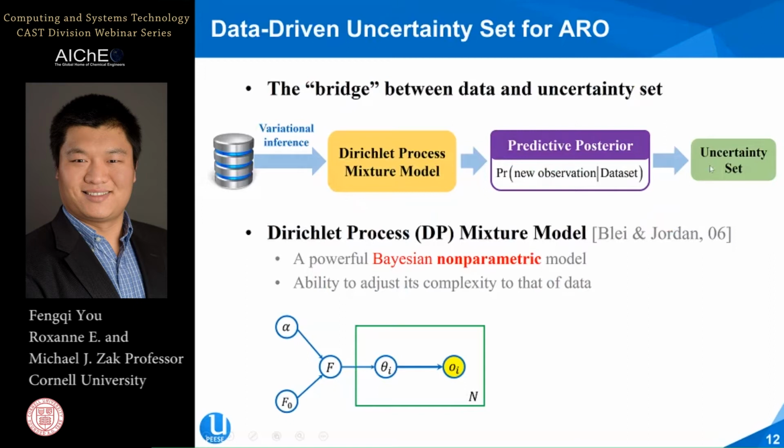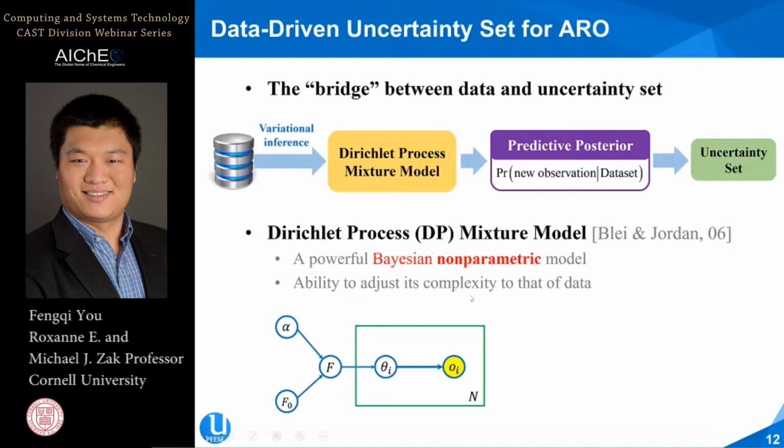For those of you that are familiar with machine learning, you probably know this is called the graphical model of the DP mixture model. Essentially, the Dirichlet process mixture model has a very nice property: the model can adjust its complexity based on the complexity of the data, or based on the structure of the data.